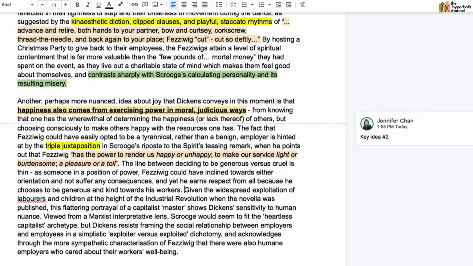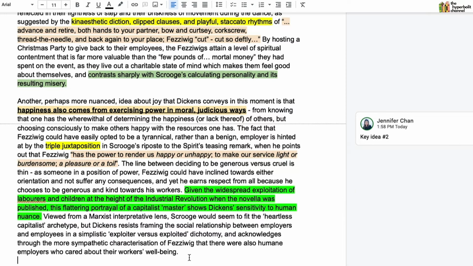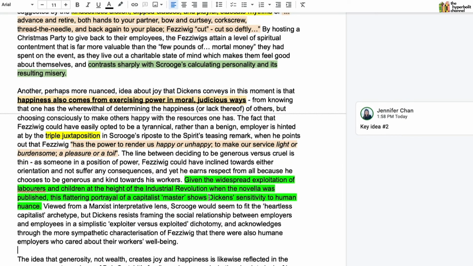And so she goes on to say, given the widespread exploitation of labourers and children at the height of the Industrial Revolution when the novella was published, this flattering portrayal of a capitalist master shows Dickens' sensitivity to human nuance. This is fantastic again because the student is weaving in contextual understanding into her interpretation. And this interpretation is also a nuanced and sophisticated one because it doesn't resort to this sort of simplistic black and white evil versus good dichotomy that one would normally associate with the capitalist factory owners versus the workers and laborers.